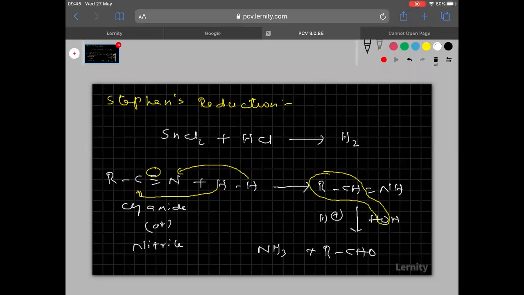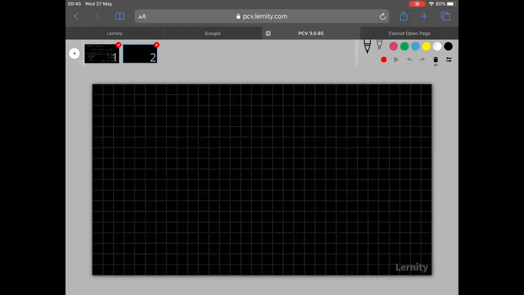Completed. But in this method, one difficulty is there. Is it clear, everyone? So what is the difficulty? I will explain in the next slide. First of all, copy this one quickly. Completed. Now let me explain the reaction once again, and let me explain the difficulty also.